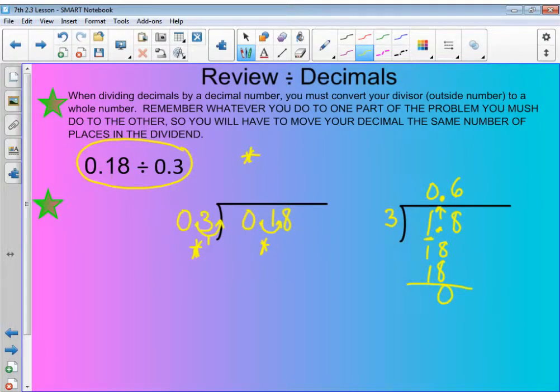If that had been a different number where we ended up with a remainder, then we would continue to add zeros and bring them down until we would get a number that keeps repeating itself or a terminating decimal number. So let's try another one of those.